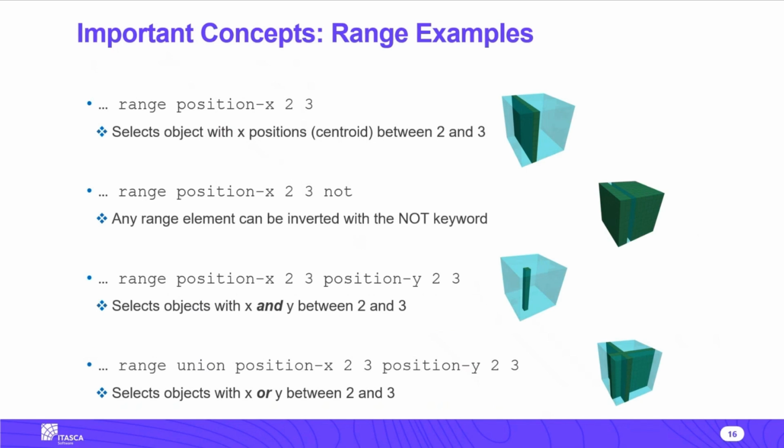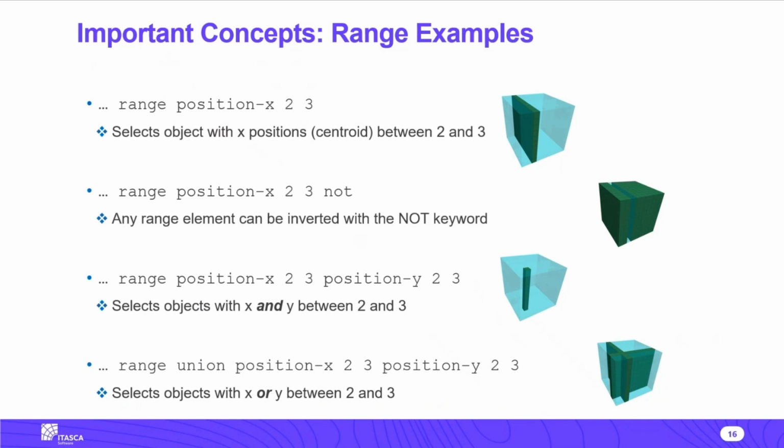For example, the simplest possible range might be the X position of something, in this case, a zone. If the centroid of the zone lies between a coordinate of 2 and 3, it will be selected. You can see here in the top picture, imagine this is that brick that we created that goes from 0 to 10. It's just selecting the zones that have an X coordinate between 2 and 3. You can do the reverse. You can choose all of the zones that do not have an X coordinate between 2 and 3 by just using the not keyword.